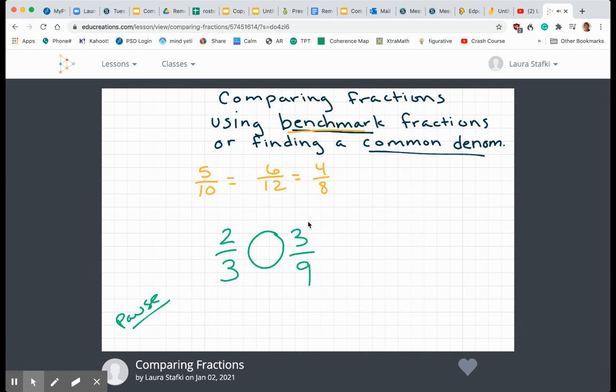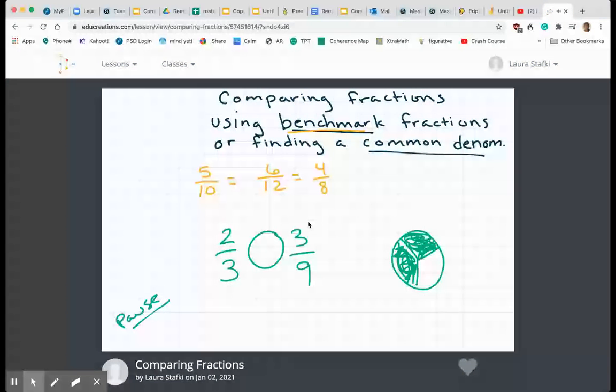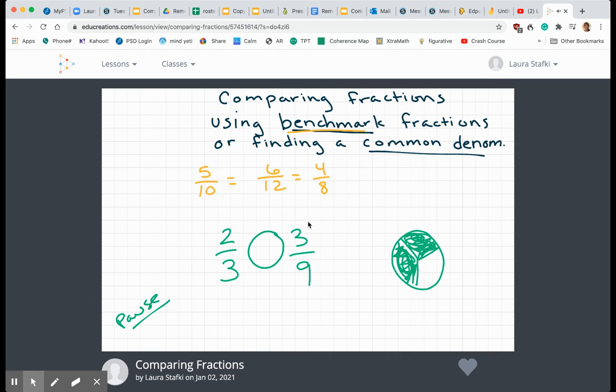2/3, I can picture in my head, and I know 2/3 is bigger than half because it's 2 out of 3 pieces. That means it is really fairly close to a whole thing. And 3/9, I know that 4.5 is half of 9, and 3 is less than 4.5. So I know that 3/9 is going to be less than half. So this one's greater than half, and this one's less than half. So it was pretty easy for me to think of it that way.